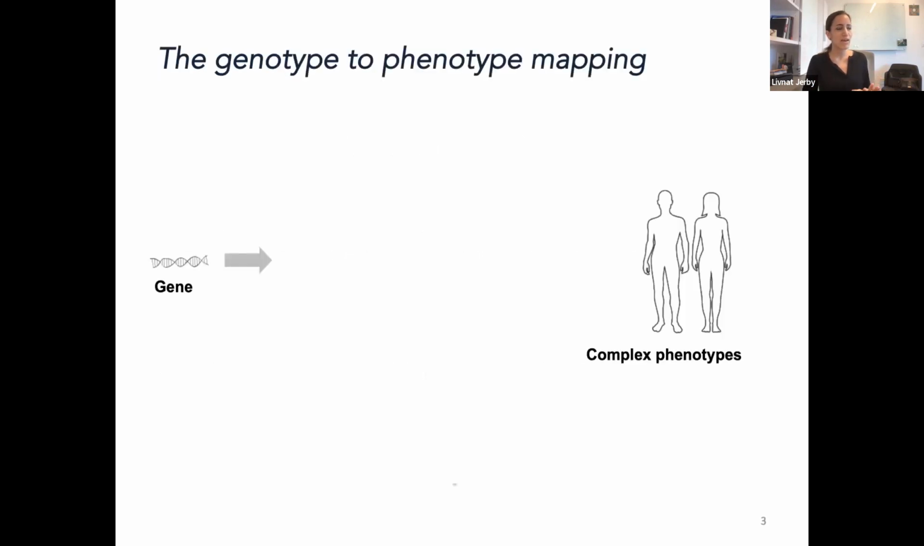So taking a step back, I want to put this in the framework and in the context of the genotype to phenotype mapping, because I think almost no matter where you are in the range of biomedical research or biology, this is a fundamental question and problem that we're all trying to address in one way or another. So the need to link between specific genes to complex phenotypes is a major challenge.